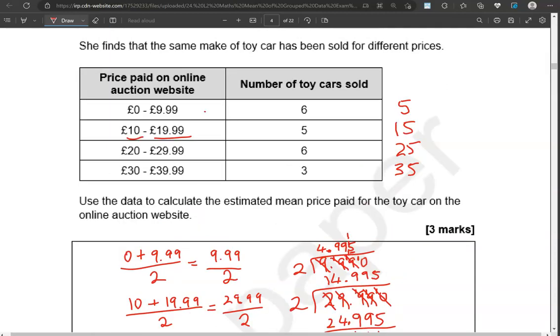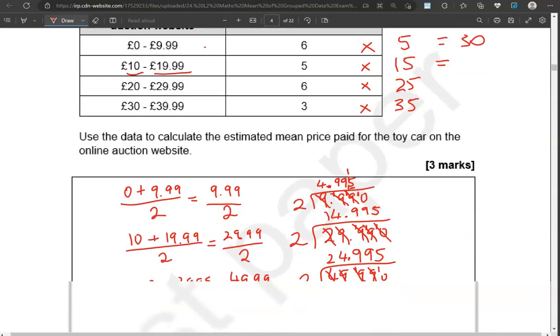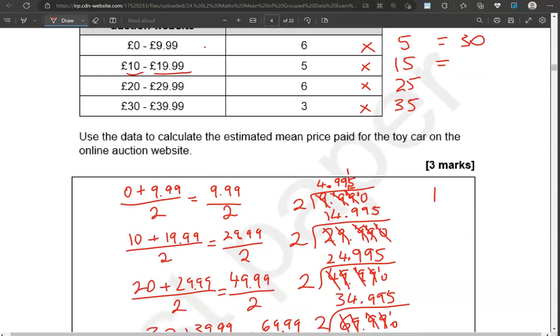So we have the midpoints. We're going to multiply by how many there are for each. 6 times 5, that gives us 30. 5 lots of 15. 5 times 5 is 25, so 5 down, 2 carried over. 1 times 5 is 5, and the 2, that is 7, so 75.